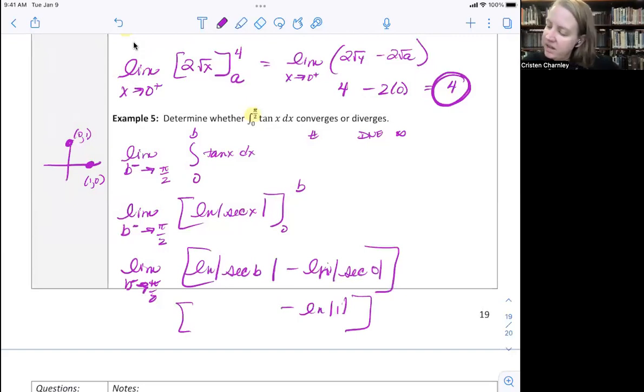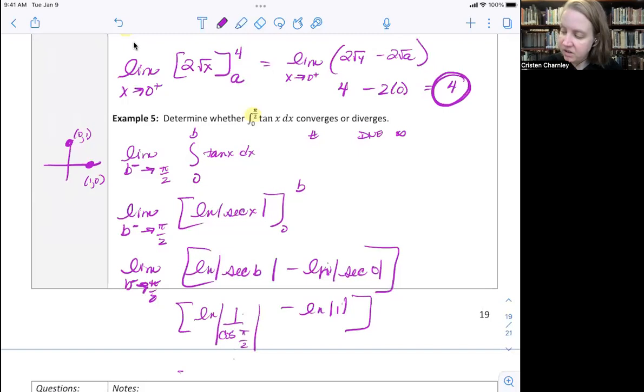Cosine is the x value. So this is natural log. This might be easier to see: 1 over cosine of pi over 2. Cosine of pi over 2, I know, is equal to 0. So now I'm finding the natural log of 0. Well, 1 over 0. Let me back up. Cosine of pi over 2 is 0. 1 over 0 is infinity.